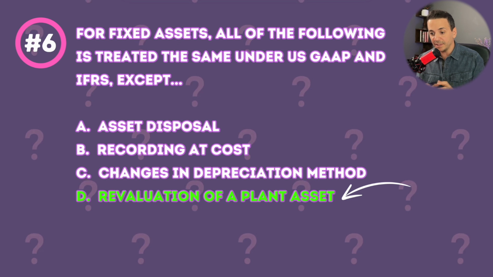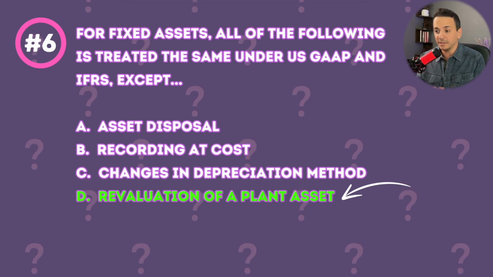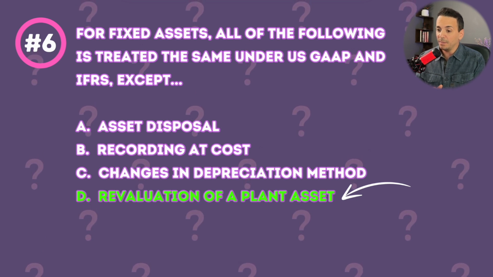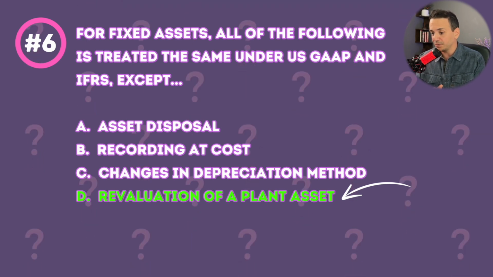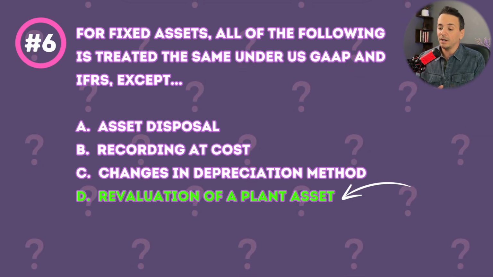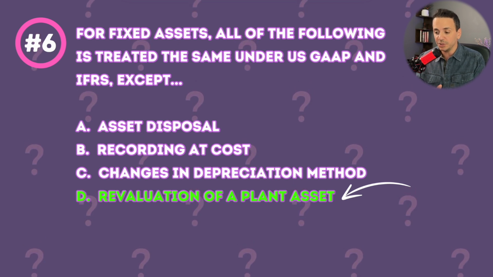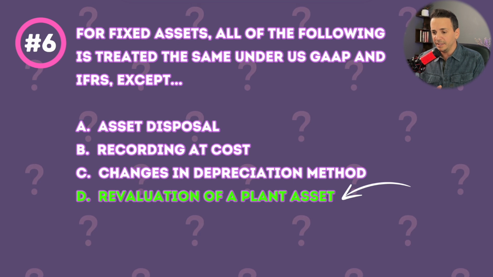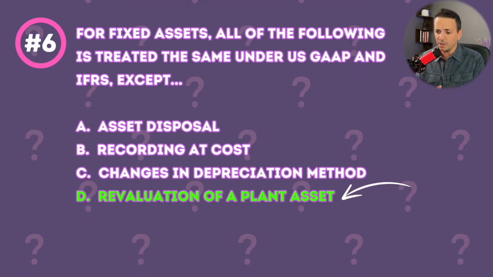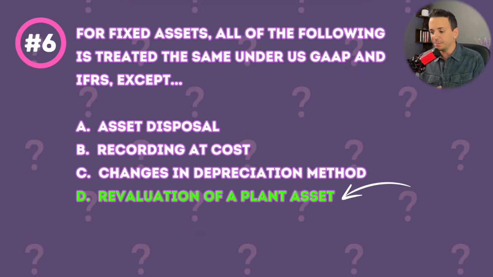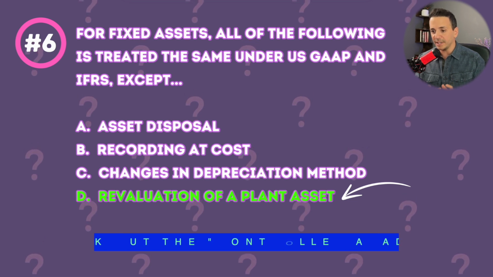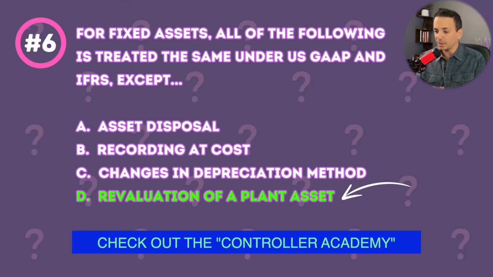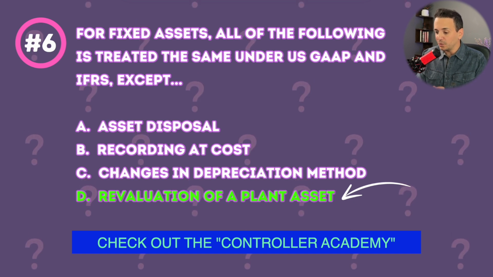All right, the correct answer is revaluation of a plant asset. This is the one that is not treated the same under IFRS and US GAAP. IFRS allows revaluation of a plant asset, while US GAAP only allows revaluation for marketable securities, not for plant assets. For the top 3, A, B, and C, asset disposal, recording at cost, and changes in depreciation method, they are the same under IFRS and US GAAP. The only different one is the revaluation of a plant asset, where IFRS allows for that revaluation.